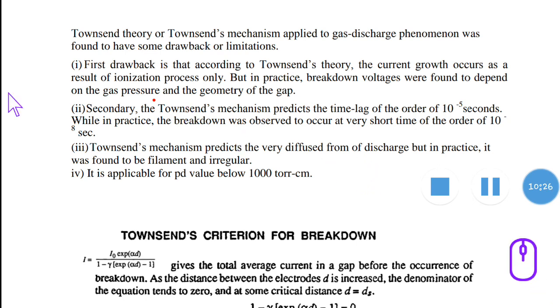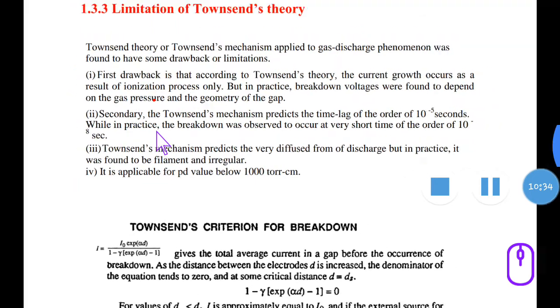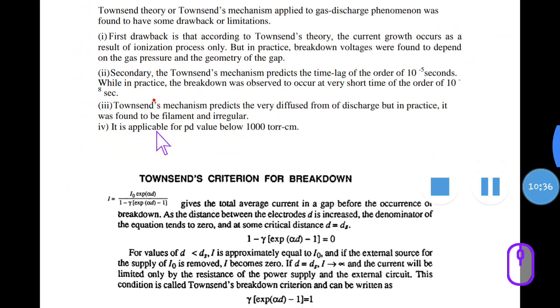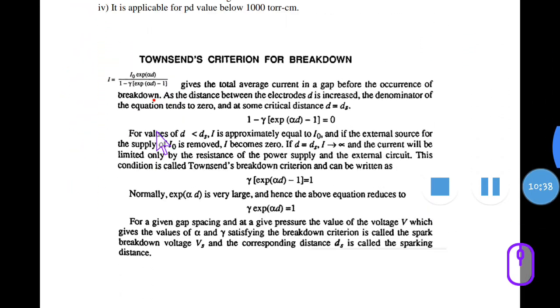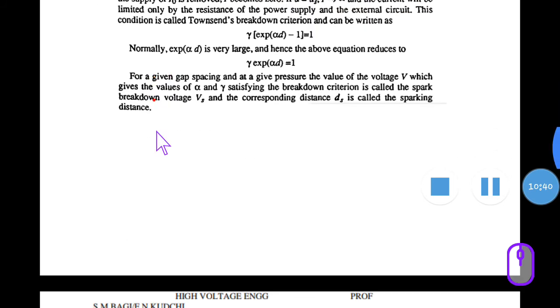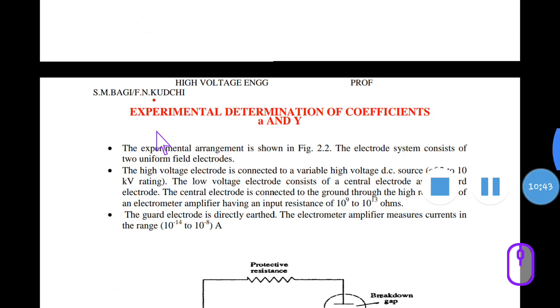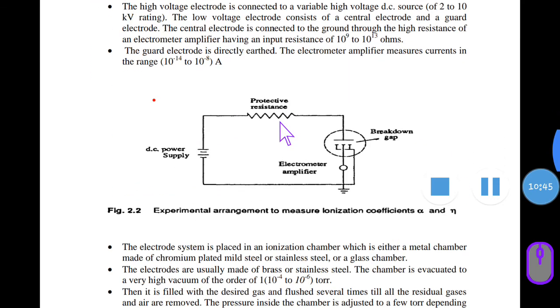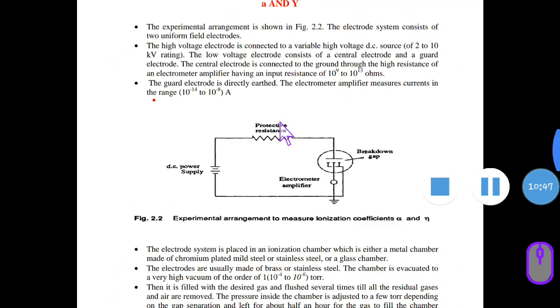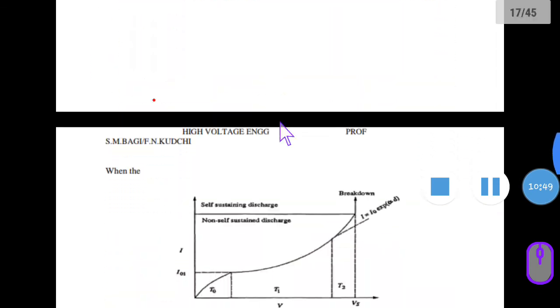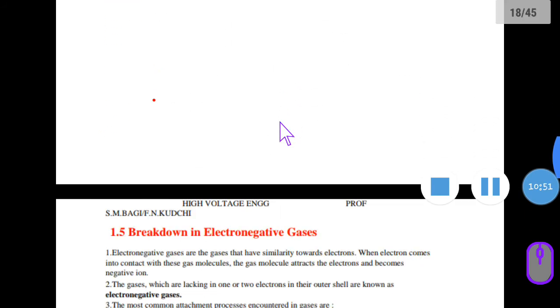Whatever limitations we get for this Townsend theory, the same things act as advantages of the streamer theory, which I am going to discuss next. These are all important. They may also ask about the Townsend criteria for breakdown, and sometimes they may ask for the coefficients alpha and gamma. They have explained it with a diagram, which you can read for the main exam.